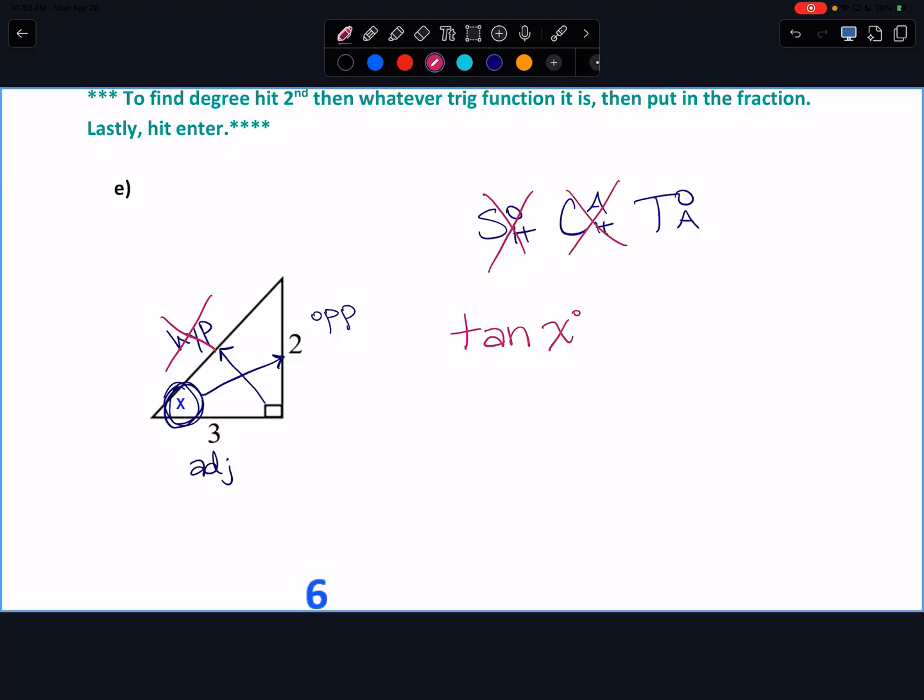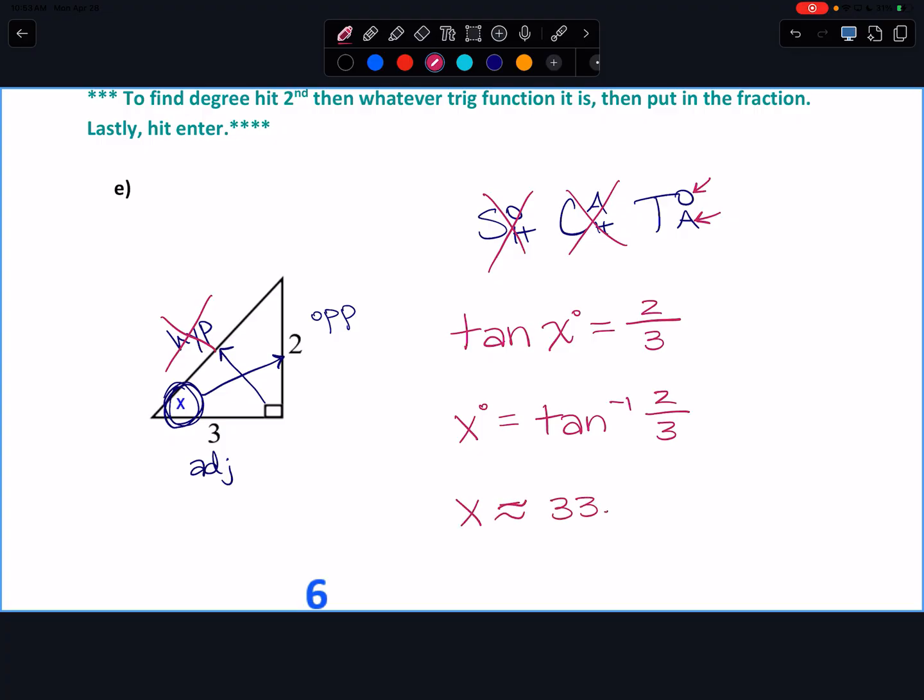So x is what I'm trying to find. Equals opposite. So 2 divided by 3. So all you do is hit second in your calculator. So that's inverse tan. If you look at your calculator, you're going to see in blue, right above tangent, it has inverse tangent. Okay? So inverse tangent of 2/3. 33.690.